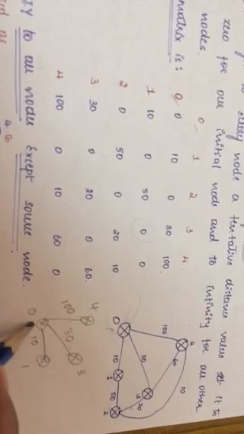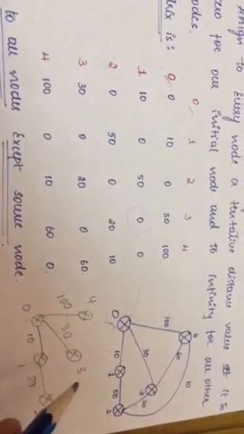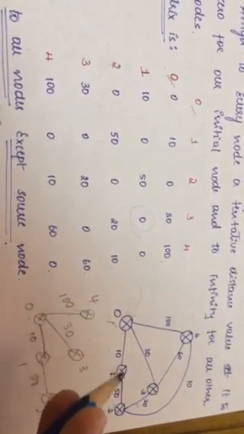Next, 1 to 0, it is 10, already written. 1 to 1 is 0. Next, 1 to 2 is 50. So 1 to 2, I'll take this as 2 and it is 50. Next, 1 to 3, you don't have a direct path here. Next, 1 to 4 also, you don't have a direct path.